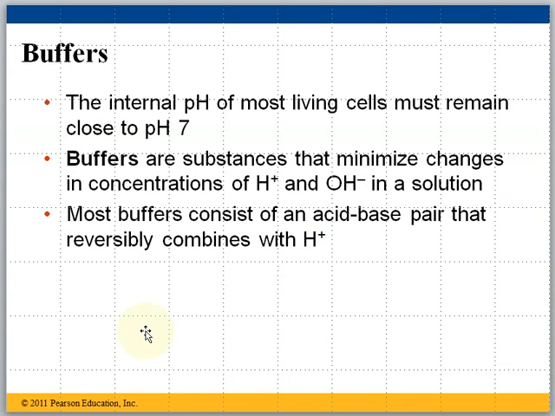So for example, human blood contains a carbonic acid bicarbonate buffer solution. You can add acids or bases to human blood and it will absorb those changes and not change the pH of the blood very much. So oftentimes biological systems use buffers to try to prevent drastic changes in pH.